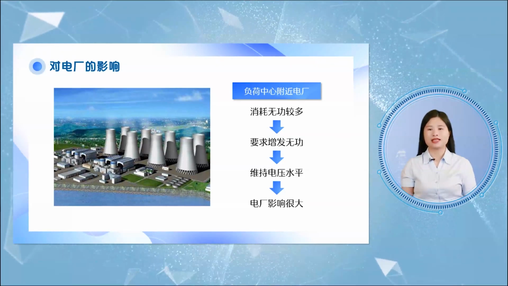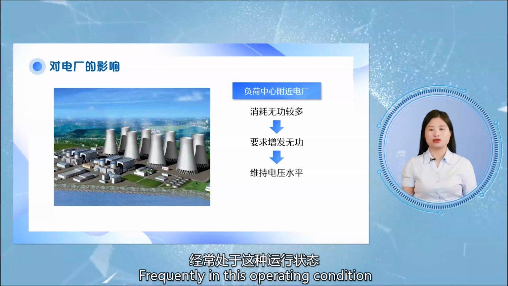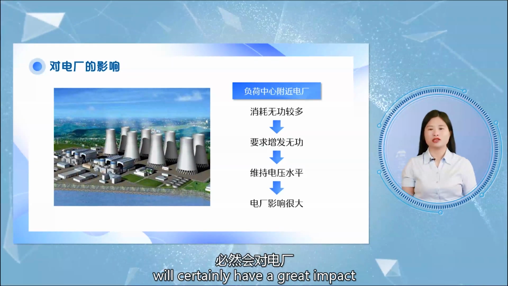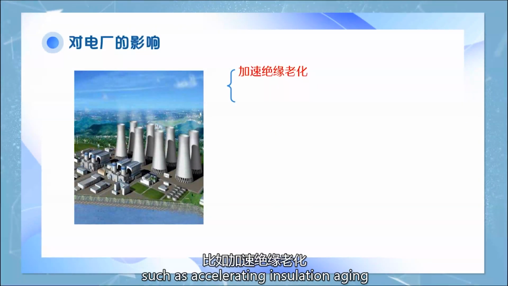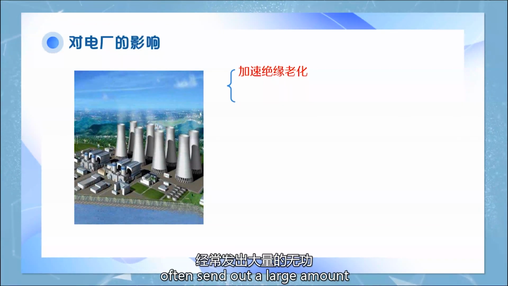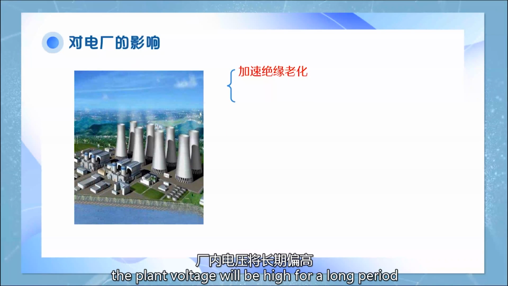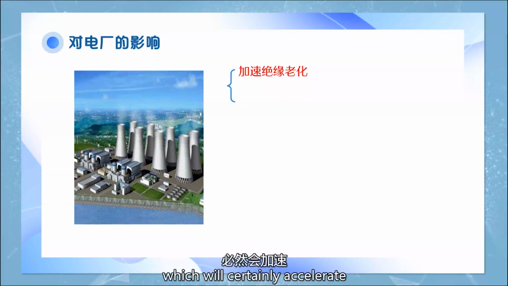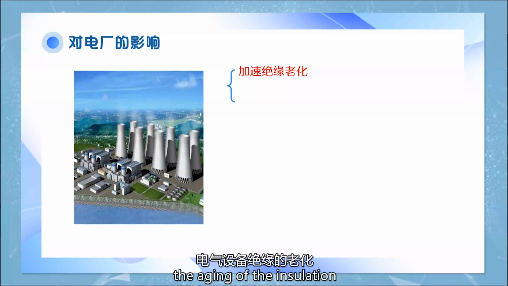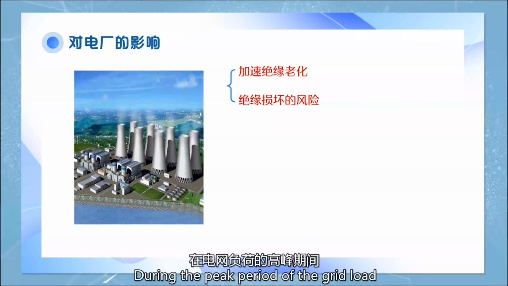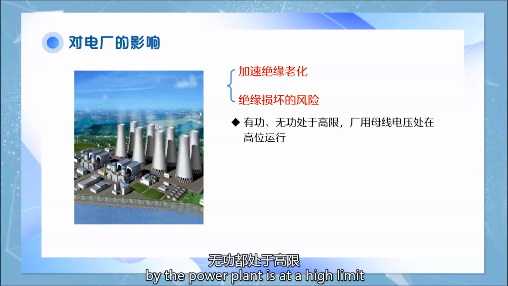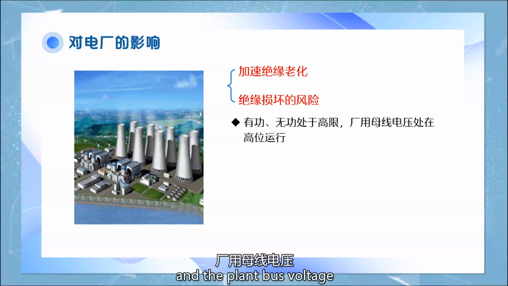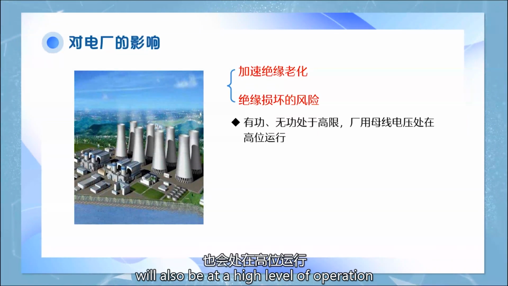the blocking values. Frequently operating in this condition will certainly have a great impact on the power plant, such as accelerating insulation aging. Generating units often send out a large amount of reactive power. The plant voltage will be high for a long period, which will certainly accelerate the aging of the electrical equipment and the risk of insulation damage. During the peak period of the grid load, the active and reactive power issued by the power plant is at a high limit, and the plant bus voltage will also be at a high level of operation.